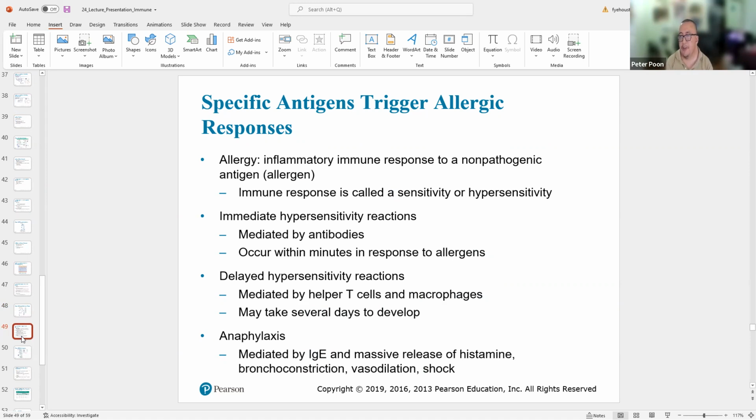You should definitely understand the difference between immediate hypersensitivity and delayed hypersensitivity. Immediate hypersensitivity is mediated by antibodies, and they usually occur within minutes. In microbiology, we call this type 1, type 2, and type 3 responses. The delayed hypersensitivity is type 4.